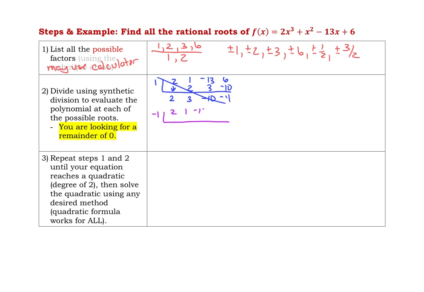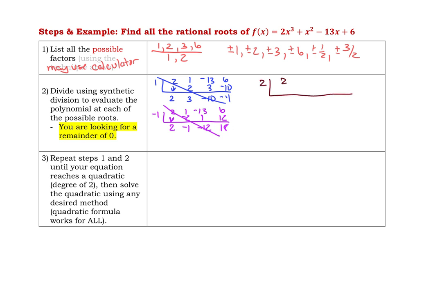2, 1, negative 13, 6. Drop down. 1 times negative 2 is negative 2. Negative 1 times negative 1 is positive 1. And negative 1 times 12 is 12. This again does not work. Now we're going to move over to another number, and I'm going to move to 2.